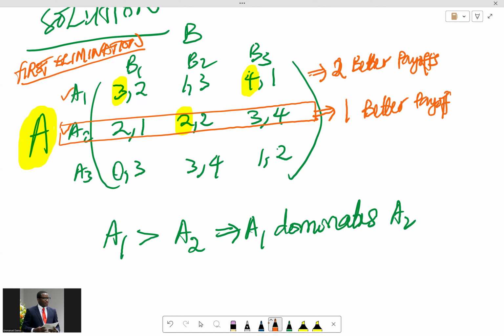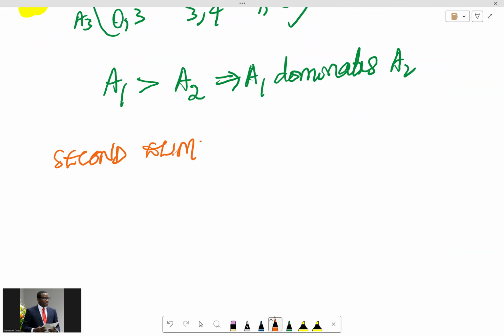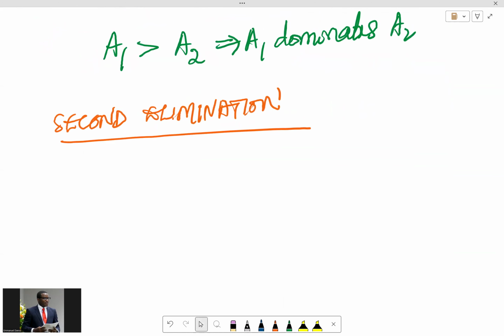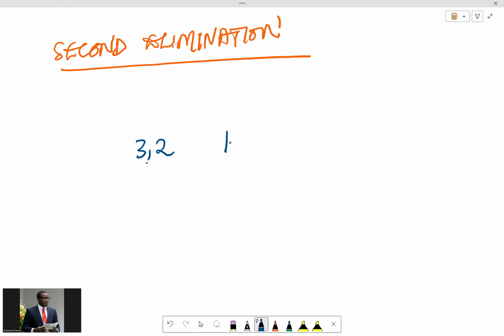When we go for the second elimination, that is going to be B's first elimination, and we would have eliminated strategy A2 for A. So let's move on to the second elimination, that is the first elimination for B. Now, A2 is out of the game. Let me just write the payoffs first and then label. So we have 3, 2, 1, 3, 4, 1. Then we have 0, 3, 3, 4, 1, 2.